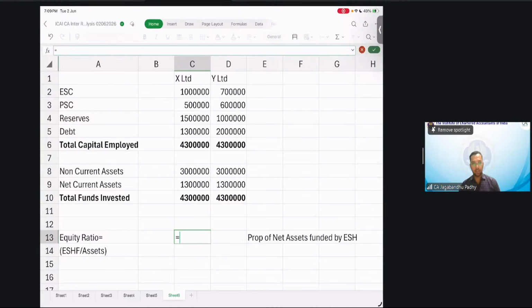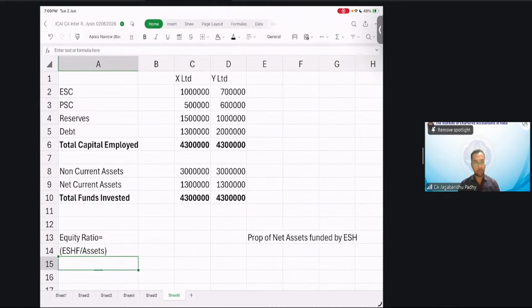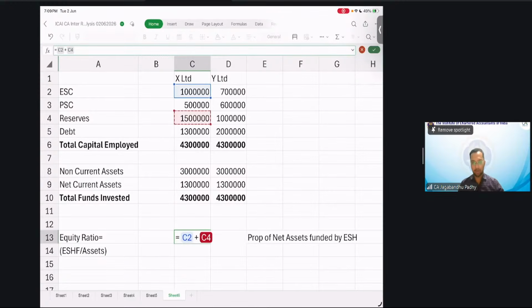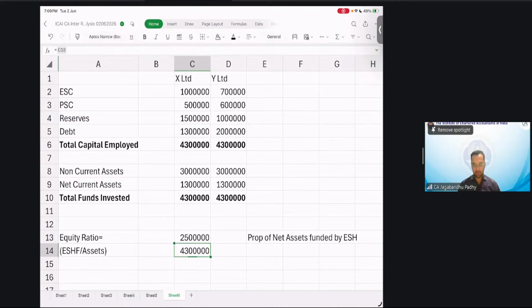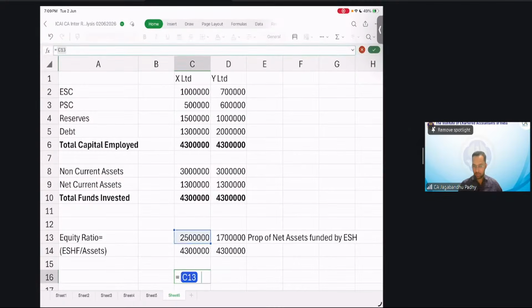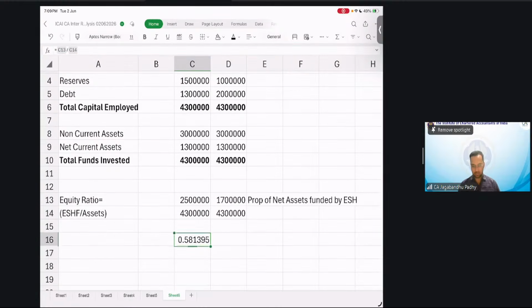It means equity shareholders' funds is going to be comprising of what? Equity share capital plus reserves, right? So equity share capital plus reserves divided by the total assets of 43 lakhs. Now, same way, we do the calculation over here. 17 lakh divided by 43. So this number comes out to be 25 lakh divided by 43 lakhs. And this is 0.395.